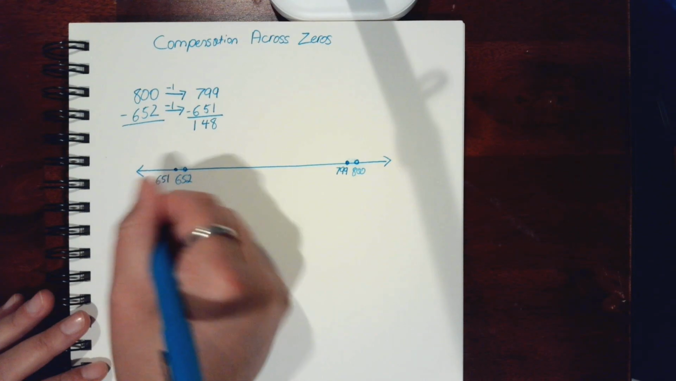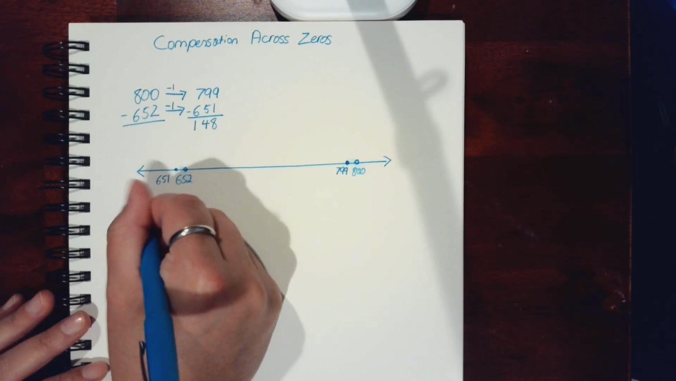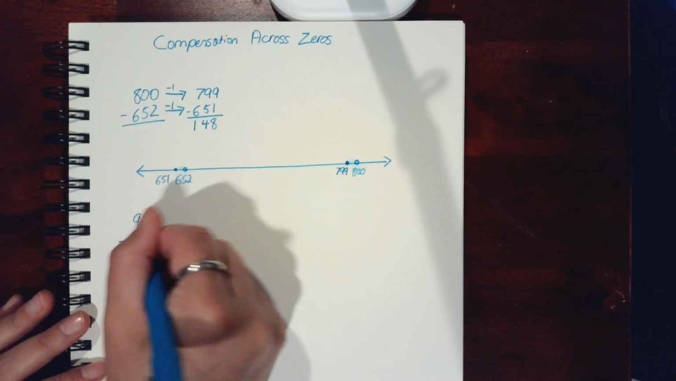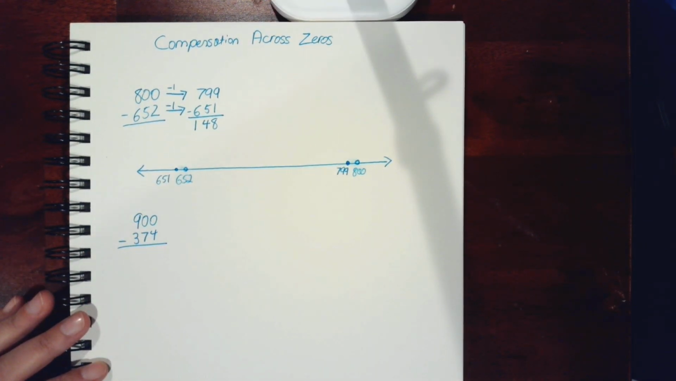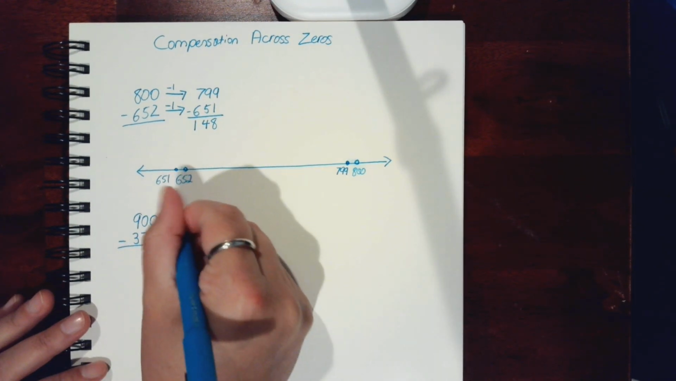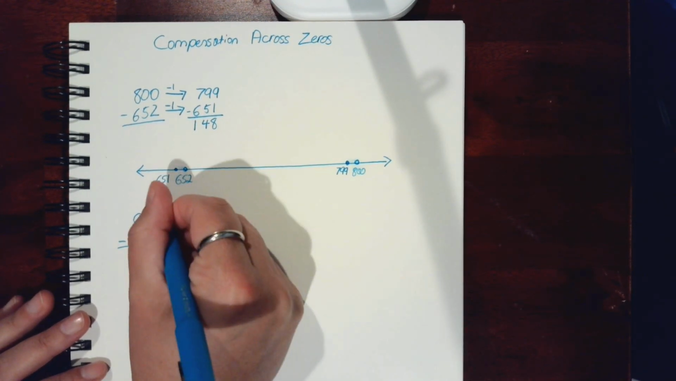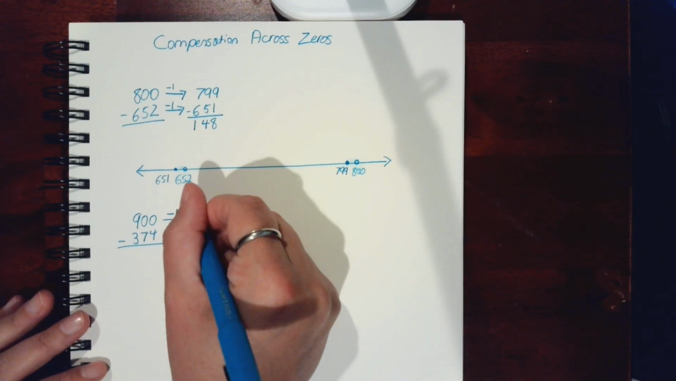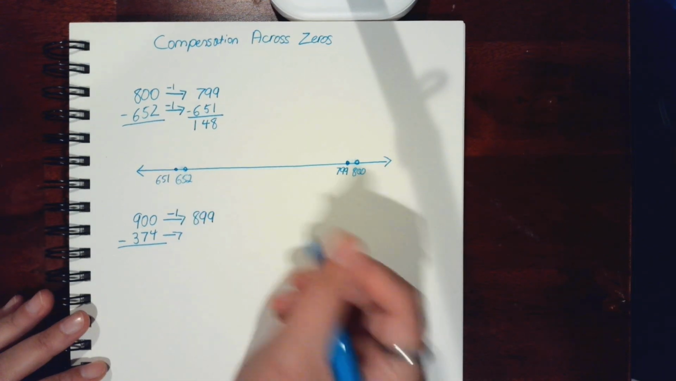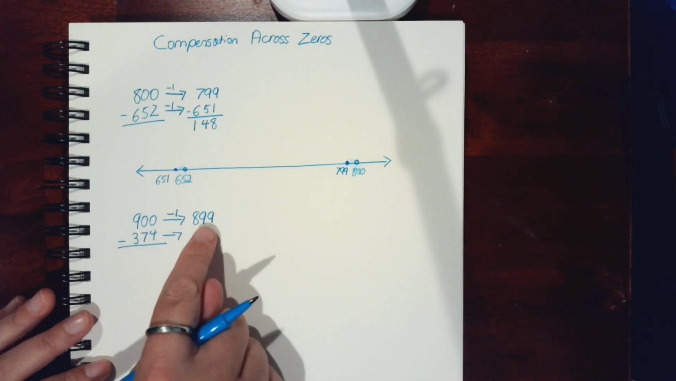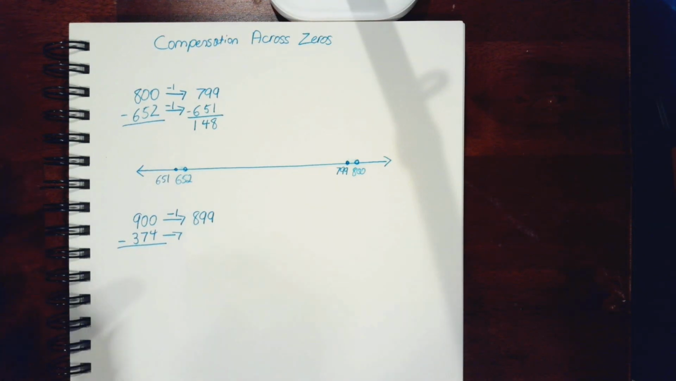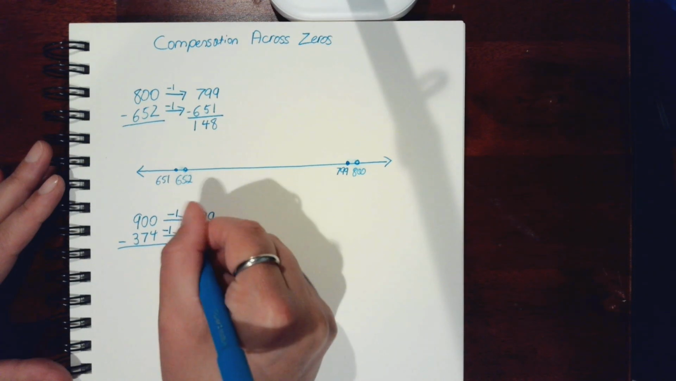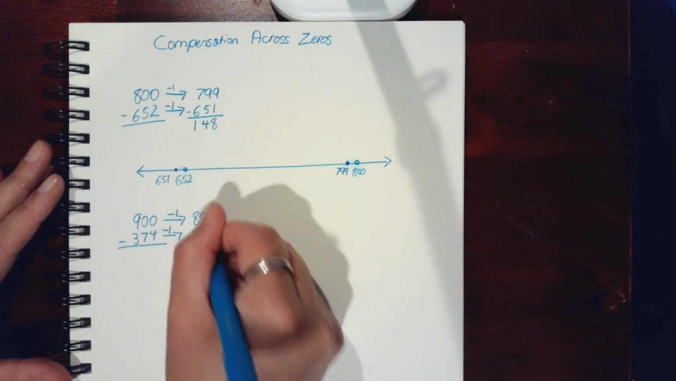So let's do another one. Let's do 900 minus 374. Okay? I'm going to take 1 away from each. So taking 1 away from the 900 gets me to 899. Because when I'm counting, the number I say before 900 is 899. I'm going back just 1. So I'm at 374. I take away 1. That will get me to 373.